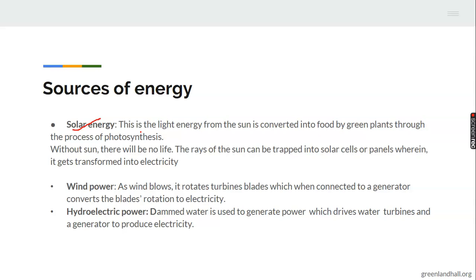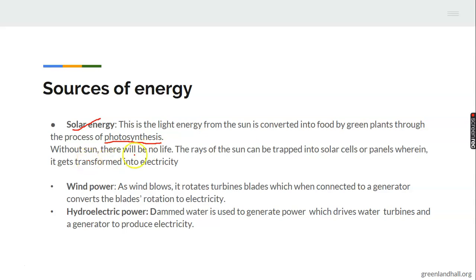You can still remember your photosynthesis, okay? That's the process whereby green plants manufacture their food from sunlight using carbon dioxide, which is your CO2, and water in the presence of what? Oxygen, okay? The process whereby green plants manufacture their food is called photosynthesis, and they can only manufacture it when there is solar energy. That's the light energy from the sun.